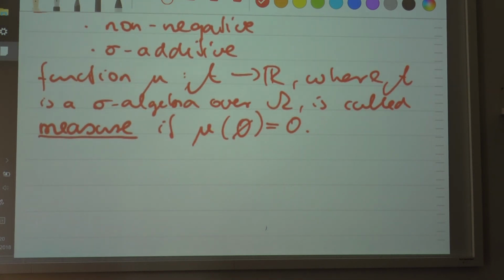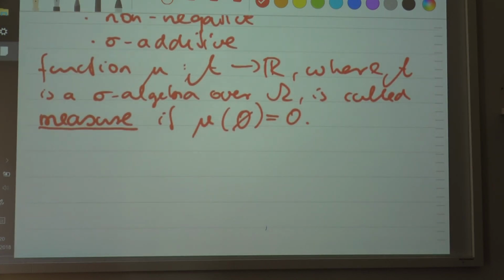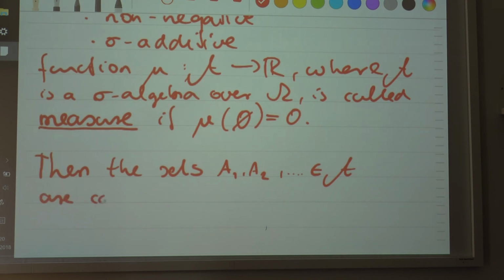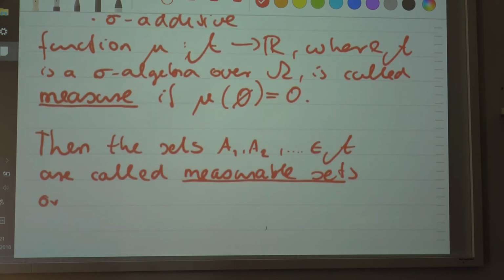Now, the next definition. The sets from the sigma algebra, which I call A1, A2, and so on, which are all elements of the sigma algebra, are called measurable sets. Or you can call them A-measurable. That is also another concept.